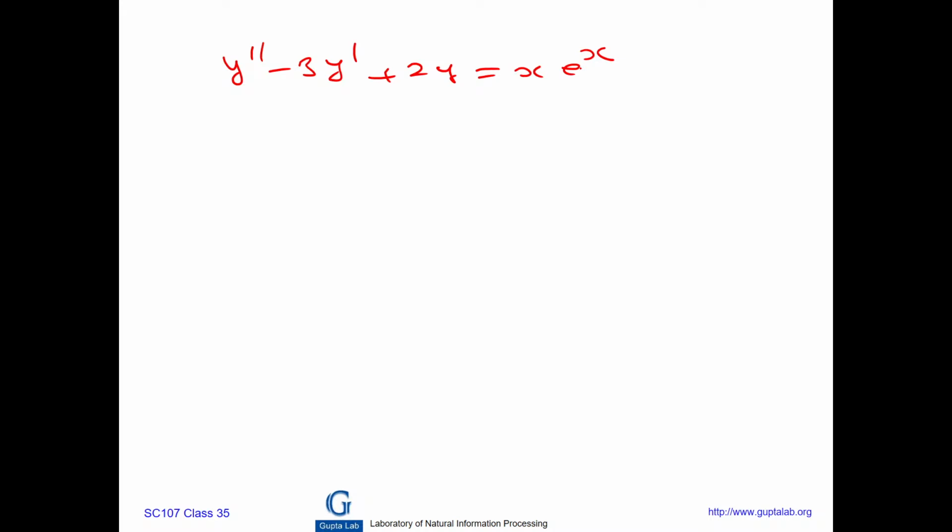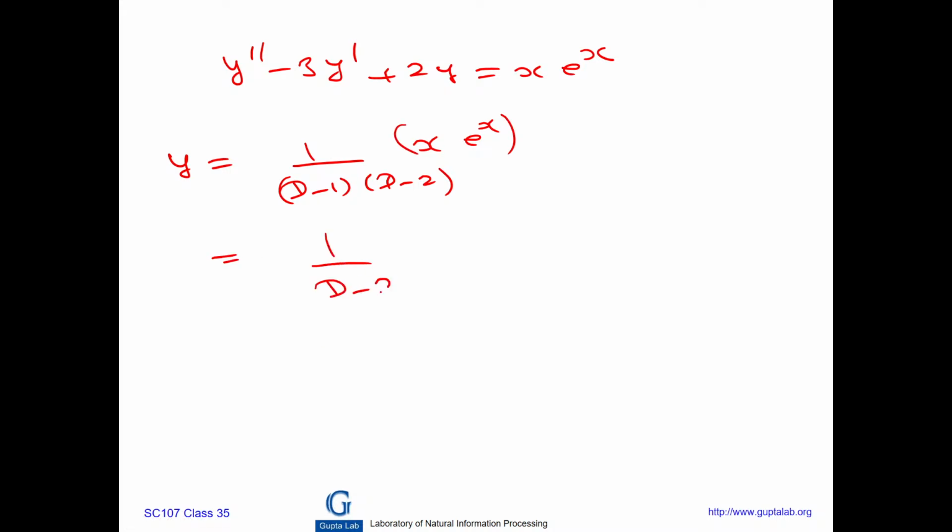I think in Vedic mathematics you have studied how to do partial fractions, right? So the operator will be, and the solution will be what? y is equal to 1 over (D minus 1)(D minus 2) of x times e raised power x, right? Now this is nothing but (1 over D minus 2 minus 1 over D minus 1) times x times e raised power x.